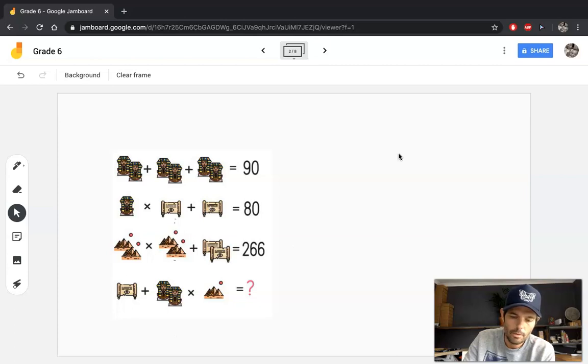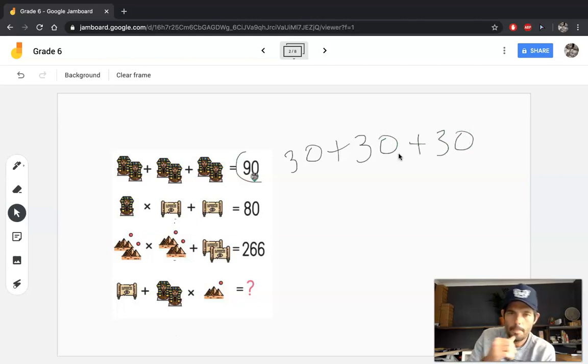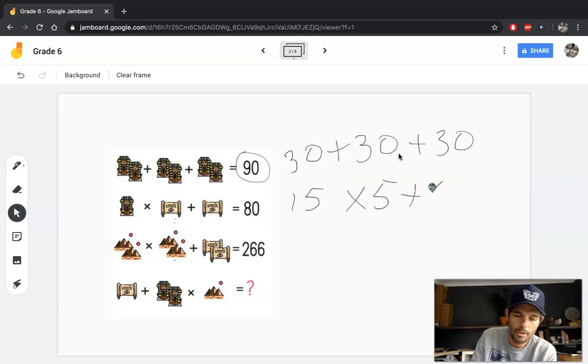So we know that 30 add 30 add 30 is going to give you your 90. We know that 1 of the Cleopatras is 15. 15 multiplied by 5 is 75. Plus the 5 is going to give you your 80. I know that 2 scrolls is going to be 10. Then what plus 10 gives me 266.